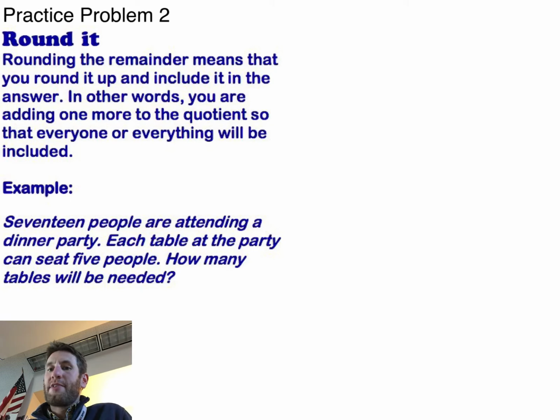The third way that you can deal with a remainder is to round it. And if you round it, it means that you round it up to include it in the answer. In other words, you are adding one more to the quotient so that everyone or everything will be included, okay? So the example is that 17 people are attending a dinner party. Each table at the party can seat 5 people. How many tables will be needed?